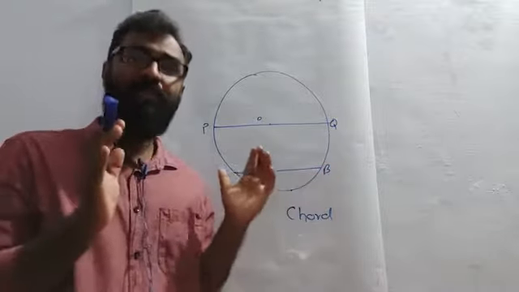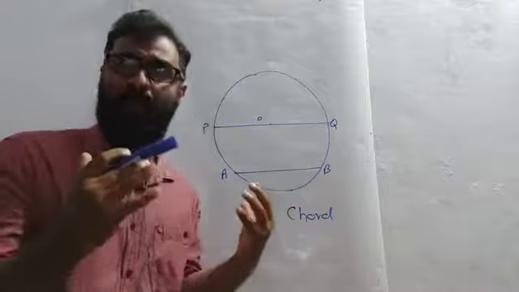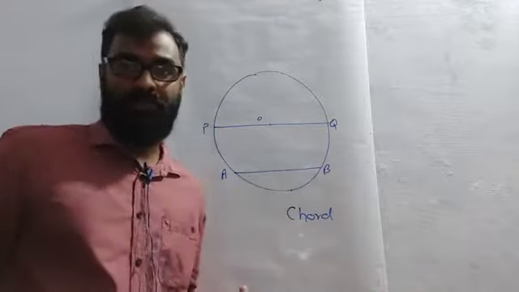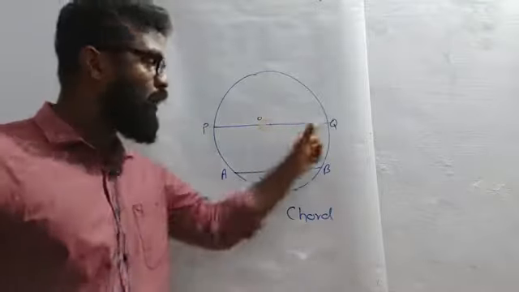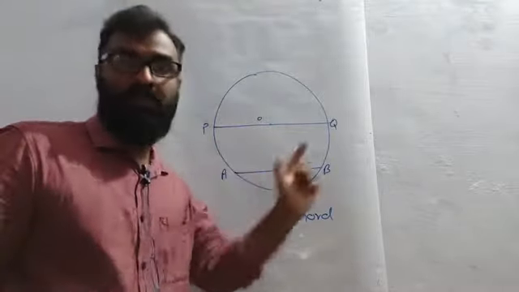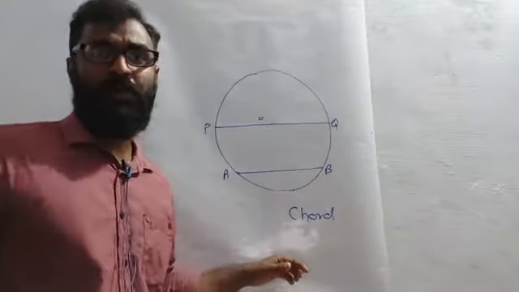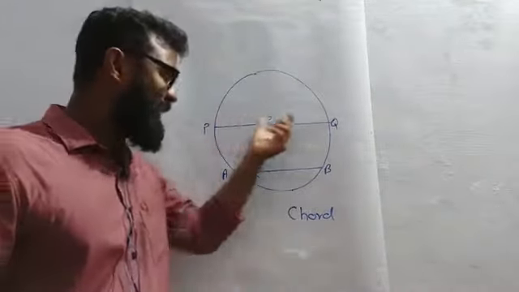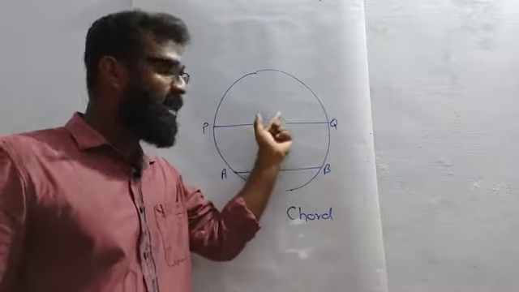We know there are infinite numbers of points on the circle, so we can draw infinite numbers of chords in a single circle. Please look at this line PQ. These 2 points are on the circle, so we can say PQ is a chord. As per the definition, PQ is a chord. And what is the speciality of this PQ? This PQ is passing through the center O.